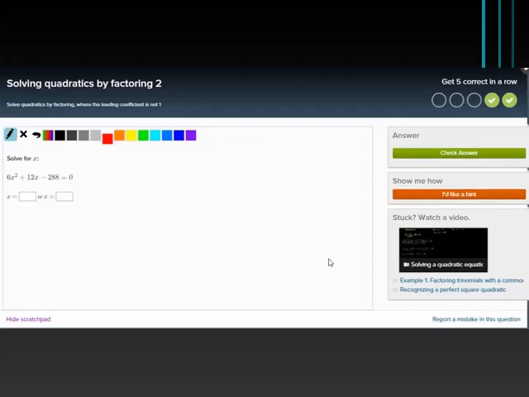So this problem, I have 6x squared plus 12x minus 288. Now, I want to try dividing them all by 6, just to make my life a little bit simpler. So I have 6x squared, I can divide that by 6. That gives me the x squared. 12x, I know I can divide that by 6, and that gives me 2x. The negative 288, when I divide that by 6, I get negative 48. So now I've broken it down to a simpler problem that I can work with.